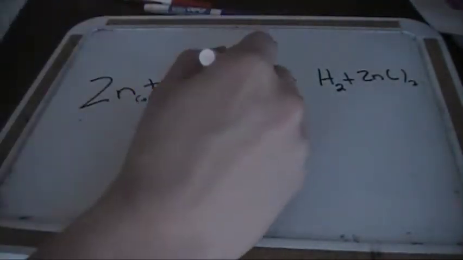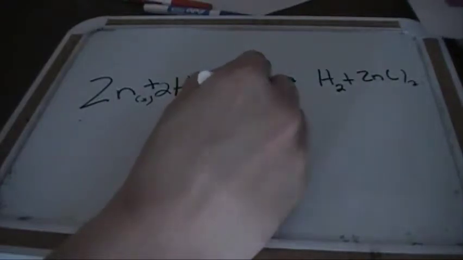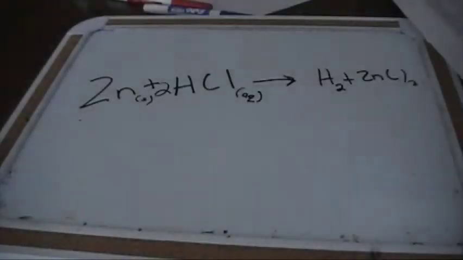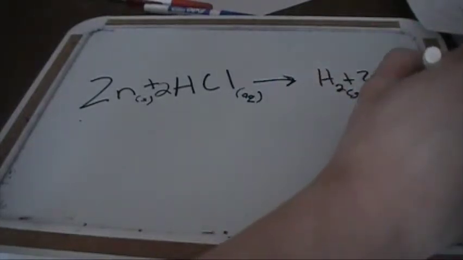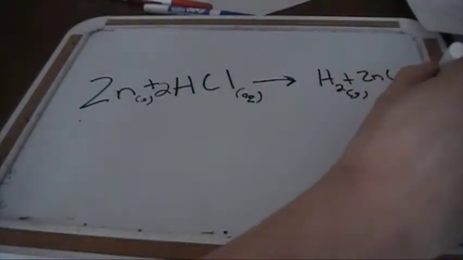Finally, zinc is a solid, so you're going to put an S by zinc. And HCl is an aqueous solution. So you're going to put an AQ right there, as shown again by the solubility chart. And ZnCl2 is also aqueous, shown by the chart. And H2, as we all know, hydrogen is always a gas. So put a G there. An AQ there.